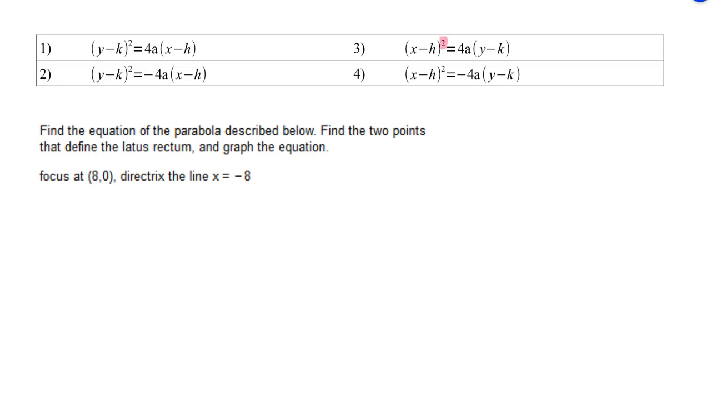So when you have a squared on the x with a positive coefficient, your parabola is oriented up. When you have the squared on the x, but with a negative coefficient, that's a reflection, so your parabola will be oriented down. When your squared is on the y with a positive coefficient, you're going to be oriented right. And when your squared is on the y with a negative coefficient, you're going to be oriented left.